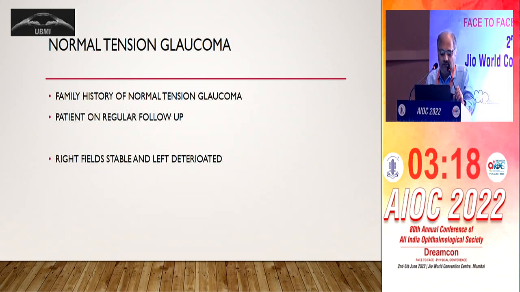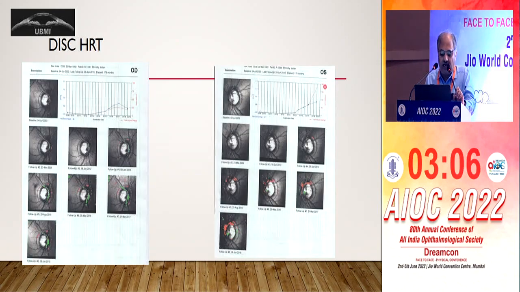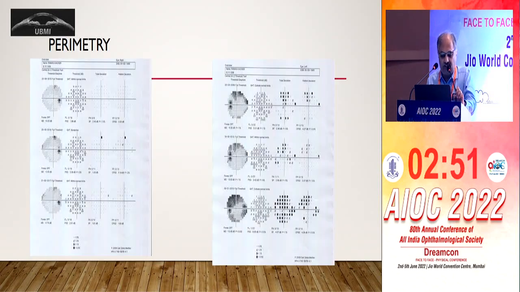We have a patient with normal tension glaucoma, had a family history of normal tension, very strong family history. Patient was on regular follow-ups. His right fields remained steady. He was a very intelligent patient, had continuous follow-up being done. Left started deteriorating. This was the HRT, which shows that it's much more stable on the right side, whereas the left started deteriorating over a period of time. His vision was very well maintained, but he was a regular follow-up, and we could definitely see these changes.